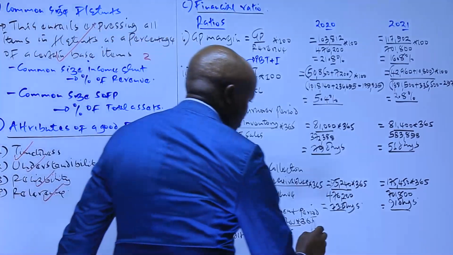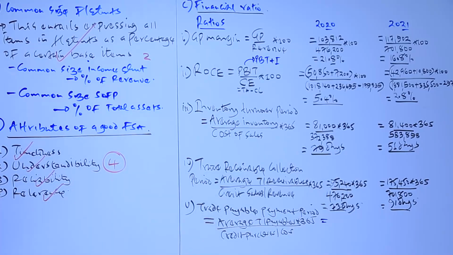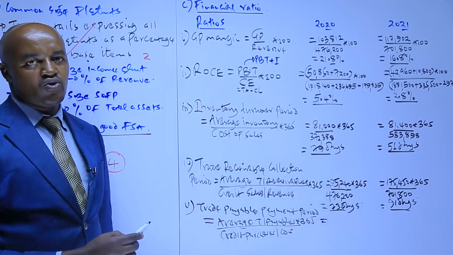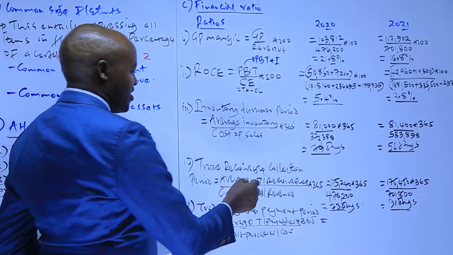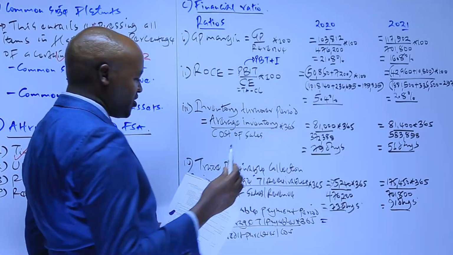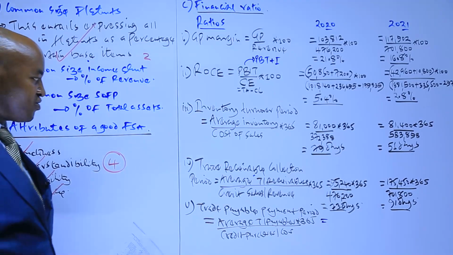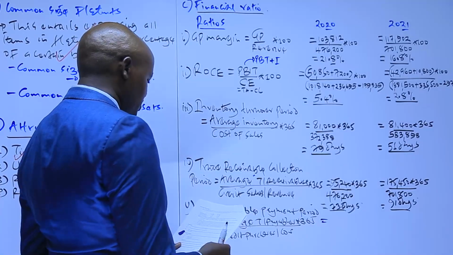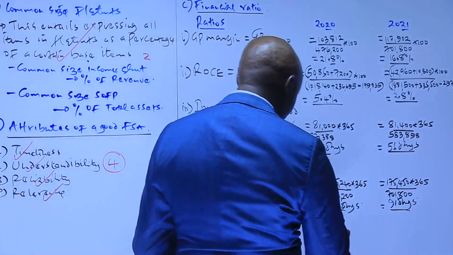So therefore, let's compute this ratio. We take the average trade payables. Average trade payables equals the trade payables at the start plus the closing, divided by 2. But equally, the concept I've explained here, for receivables and inventory, we only compute the average trade payables where the examiner has given you the opening payables for the first year. If that is not given, then in year 1, year 2, use the figures in the statement of financial position as your average. We know trade payables is part of the current liabilities.